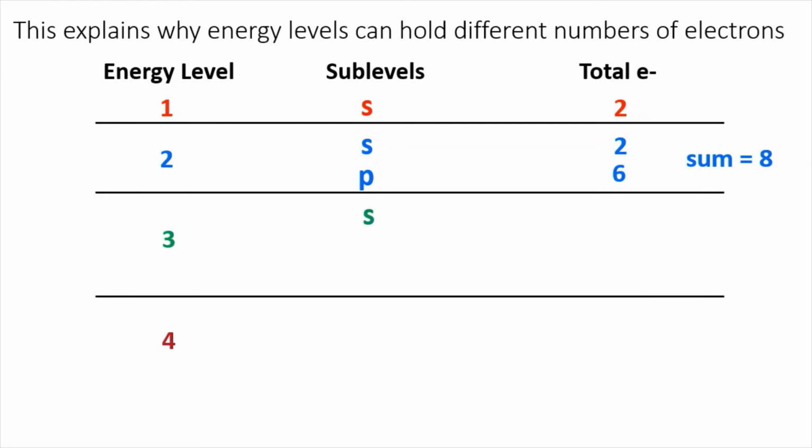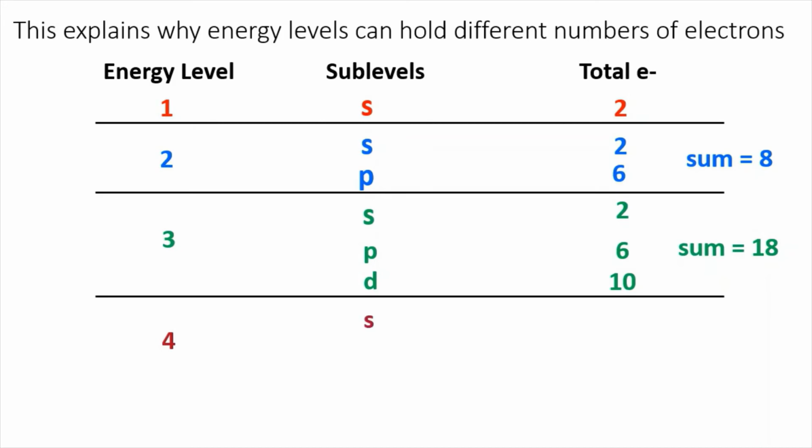The third energy level has the S sublevel, which can hold 2, the P sublevel, which if you remember can hold 6, and it also has a D sublevel. And think back, do you remember how many electrons can fit in the D sublevel? It can hold 10. So if we add up 2, 6, and 10, we get a total of 18. So that tells us that energy level 3 is going to be able to hold 18 electrons.